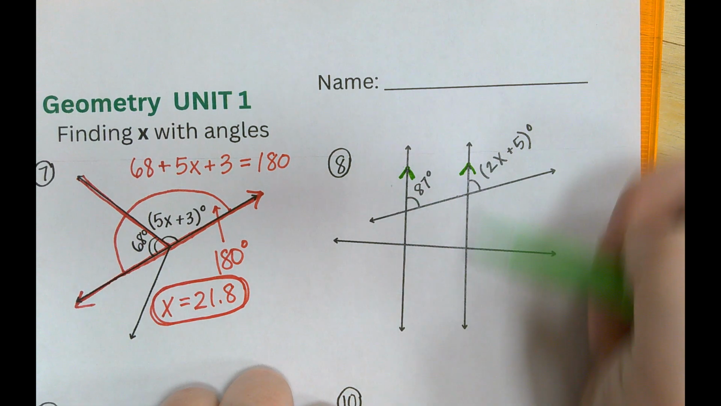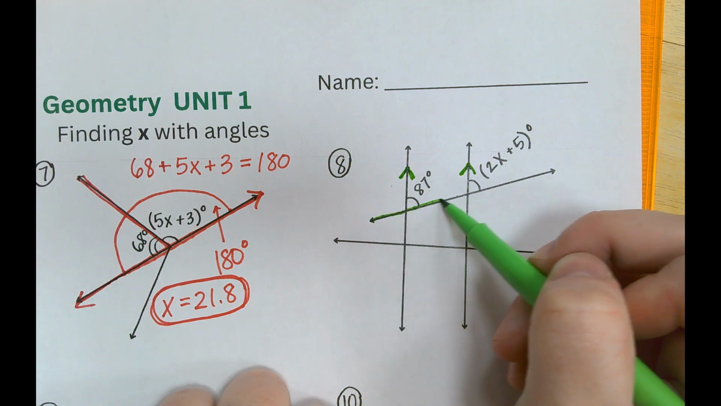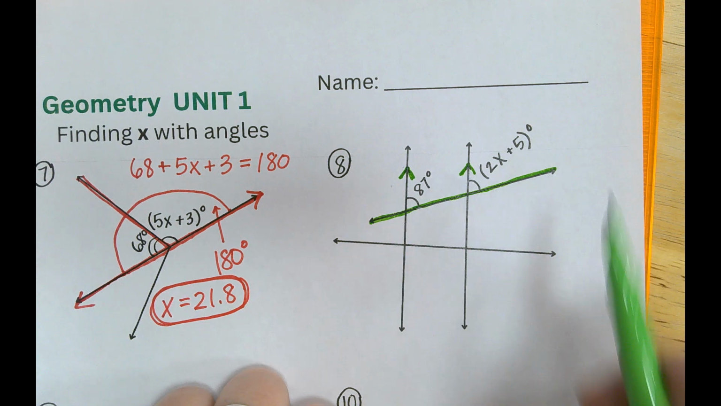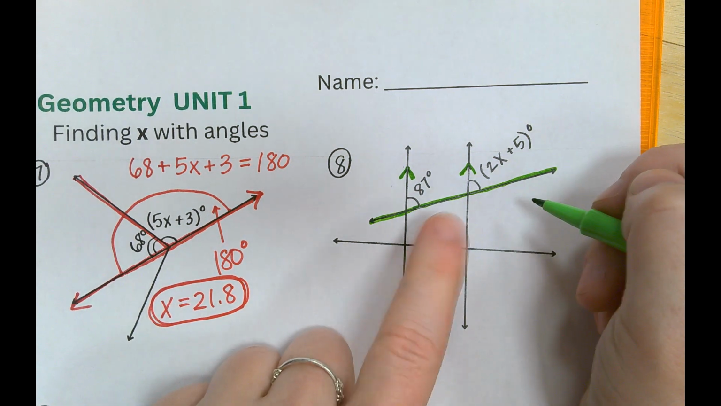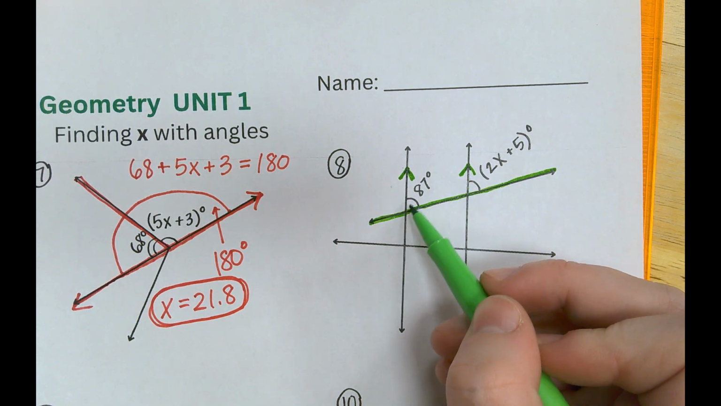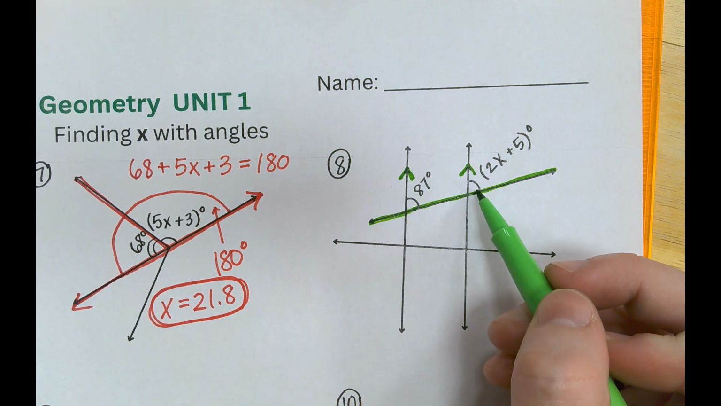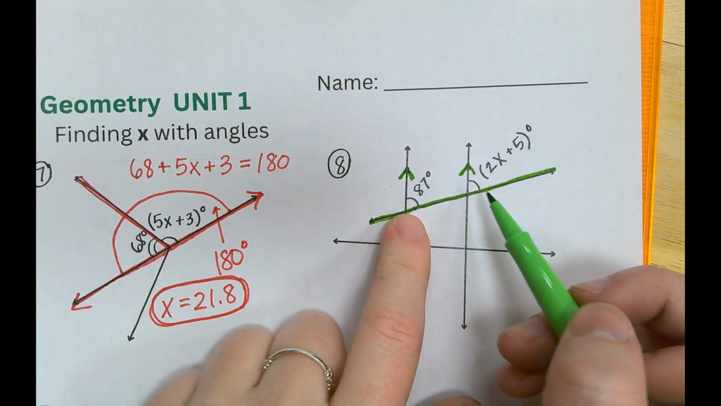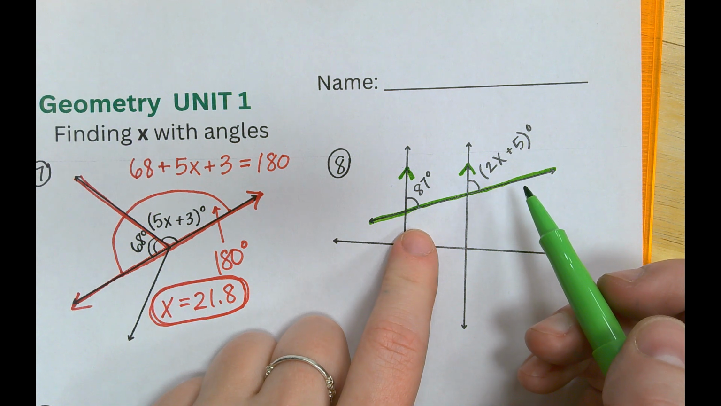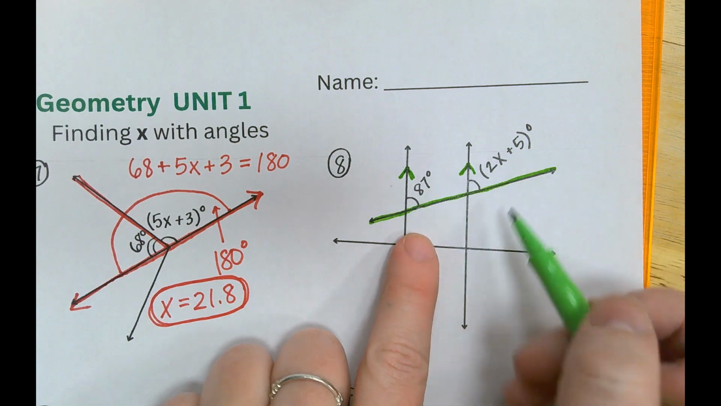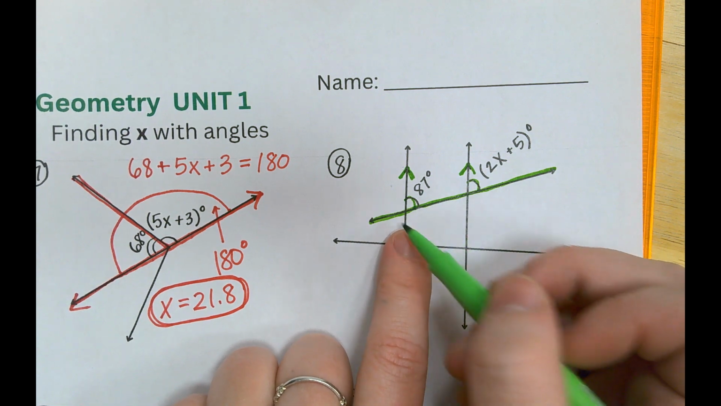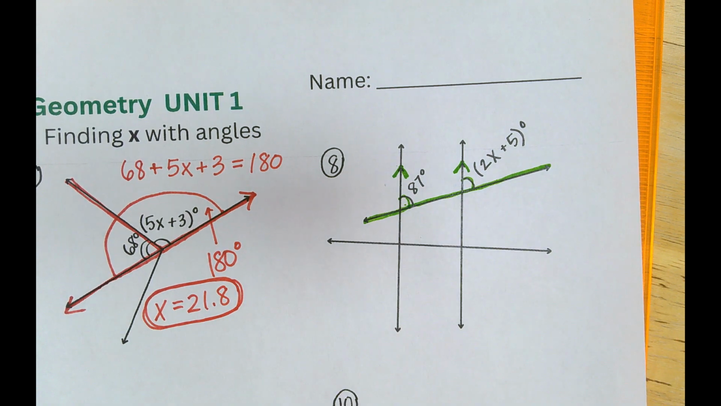So if we have parallel lines, what is that going to tell us about the angles that this transversal creates? Remember that word, transversal? They're corresponding. Yes, that means that the 87-degree angle and the angle that's 2x plus 5 are corresponding angles. So how do they relate to each other? They're the same, exactly. I also kind of gave you a hint. I put the same little arc on them. So they have the same measure.